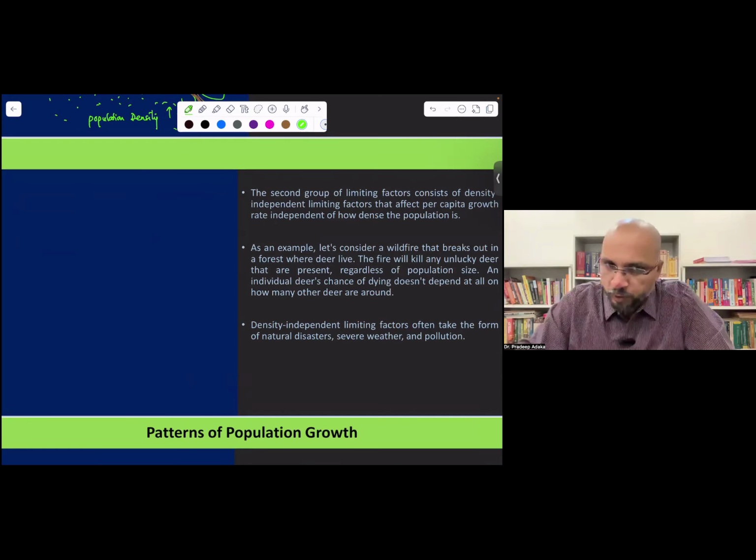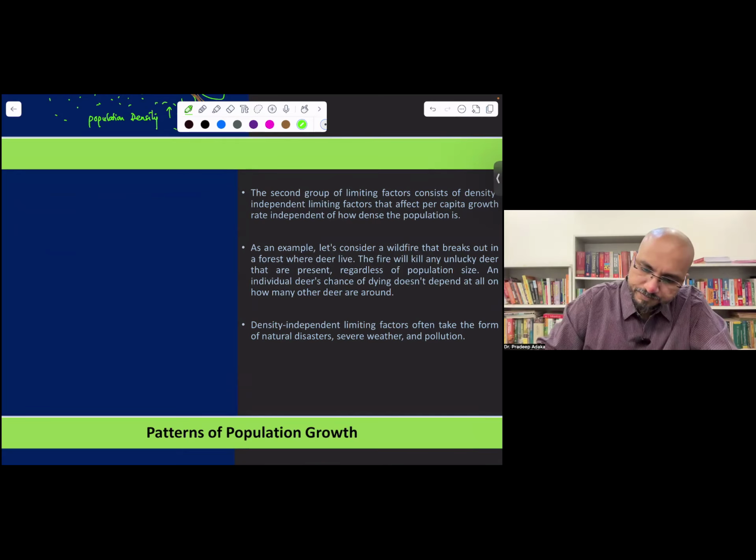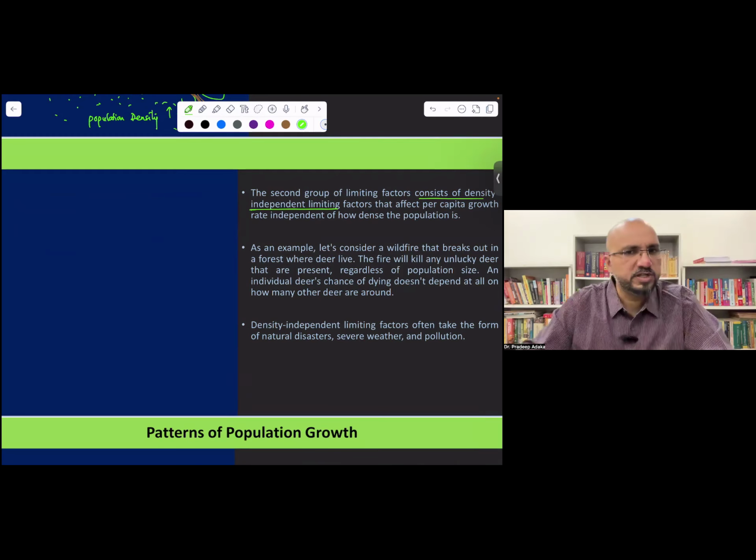So the second group of limiting factors which is regulating the population is density independent factors. It does not depend on how many individuals are present in the population. For example, suppose there is a forest fire, and this forest fire also caused the death of many deers. The death of these deers has nothing to do with the number of deers. It was because of the forest fire, not because of the number of deers in the original population.